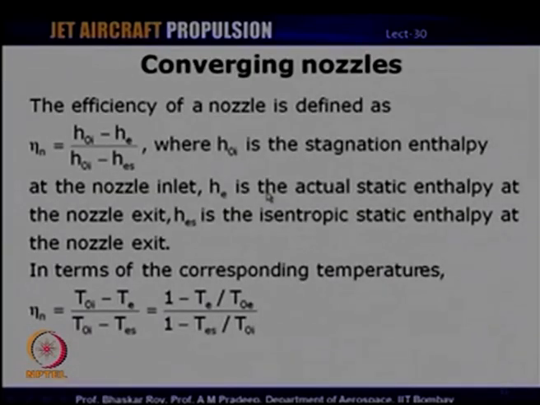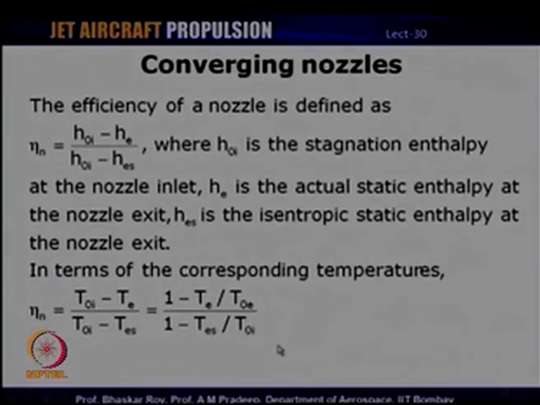Now, with that in mind, we have defined efficiency earlier. Nozzle efficiency is H0I, which is stagnation enthalpy at the inlet, minus HE, static enthalpy at the exit, divided by H0I minus HES, where HES is the static enthalpy for an isentropic process. We express this in terms of temperatures. So, efficiency will be equal to (T0I minus TE) divided by (T0I minus TES), which is 1 minus TE by T0E, because T0I and T0E are the same, divided by TES by T0I.